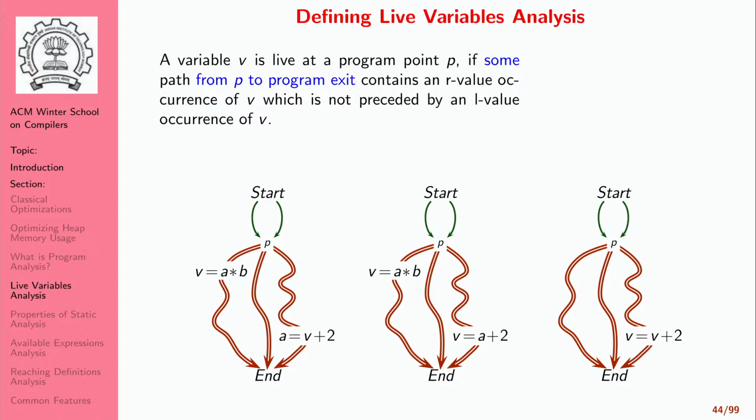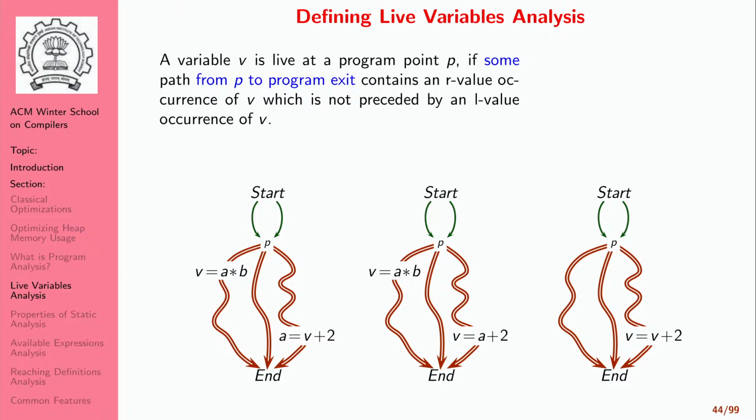Now we have seen some intuitions, so let's try to define live variables analysis. We say a variable V is live at a program point P if some path from P to program exit contains an R value occurrence of V which is not preceded by an L value occurrence of V. Okay, there are many things being said in this sentence. We'll dissect this sentence and go over it one by one.